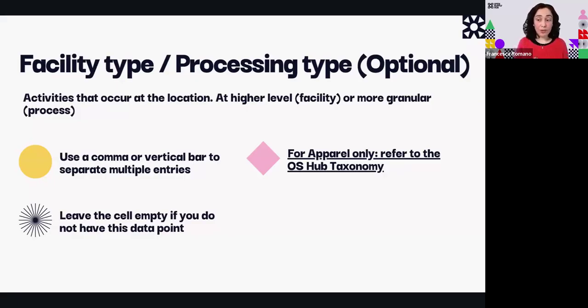For apparel sector, we do have a taxonomy that can be followed to fill in this specific data field. Because this is an optional data point, if you do not have information, you can just leave the cell empty and just upload the file as is.